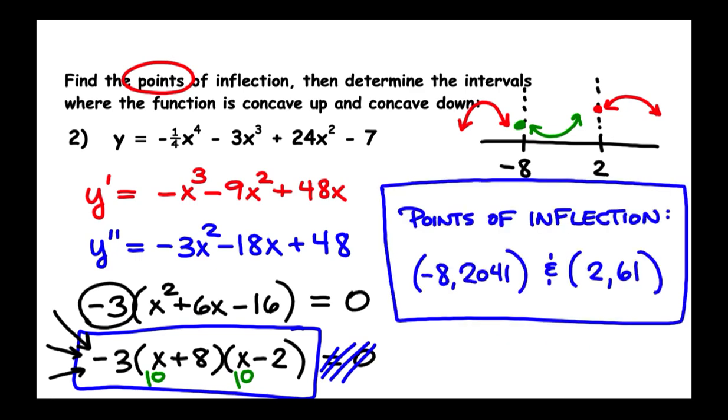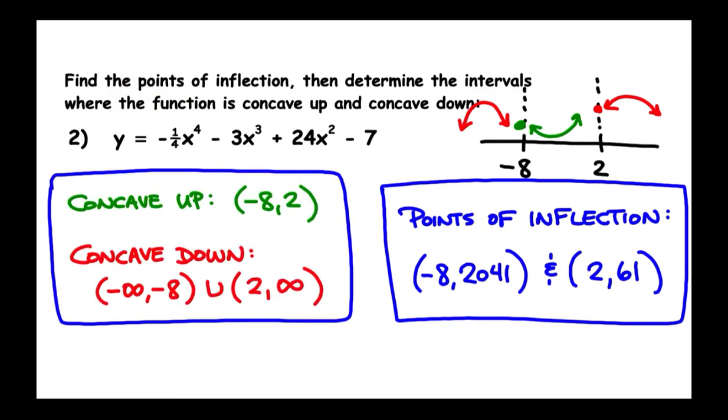And obviously, I think you can see from the sign chart where the function's concave up and concave down. It's concave up in between -8 and 2, concave down on the ends. Let me just jot that down as well so I can get full credit. And that's number 2.